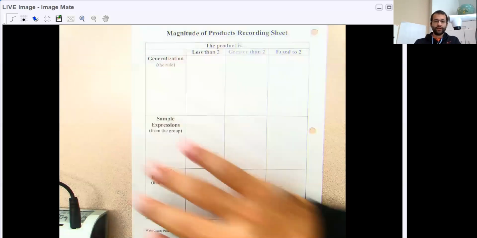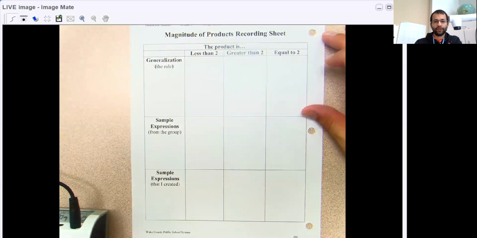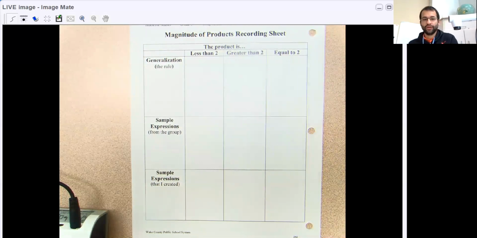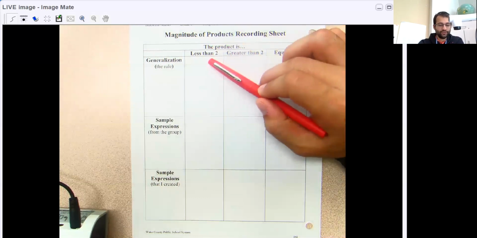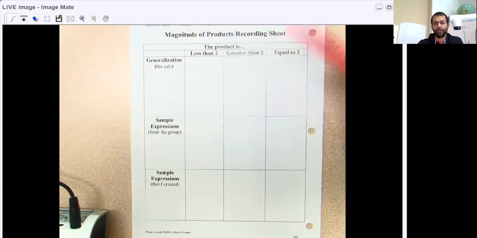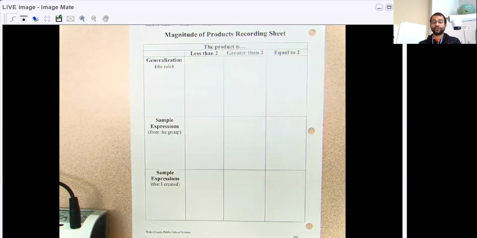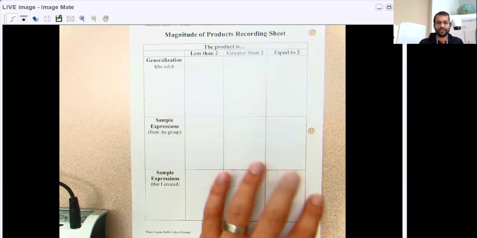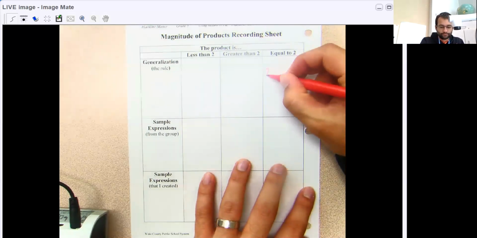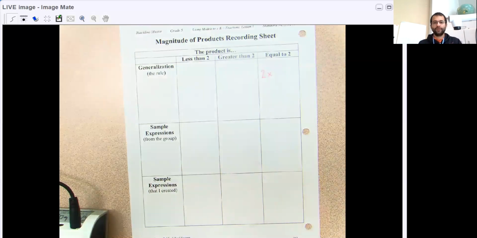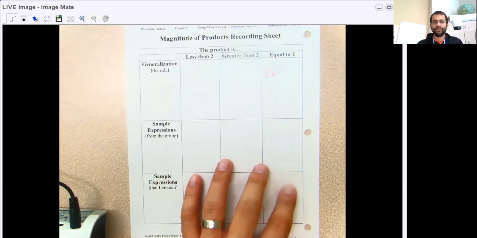So let's look at this sheet right here. We're going to do some of this together, and you guys are going to do some of this with your teacher, and then some that you are going to create as well. Okay, so we are looking for, is the product less than 2, greater than 2, or equal to 2? We're going to talk about the rule of how we're going to figure that out. Okay, so we're going to be multiplying by 2 on each of these. So let's start with the equal to 2. This one's the easiest. So 2 times something is going to equal 2.